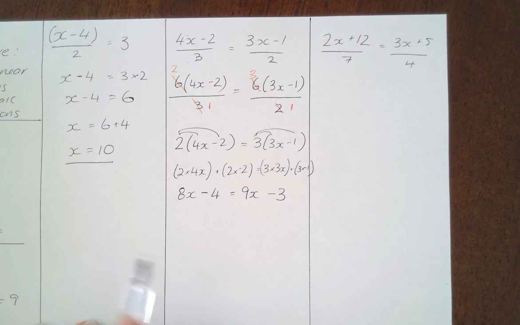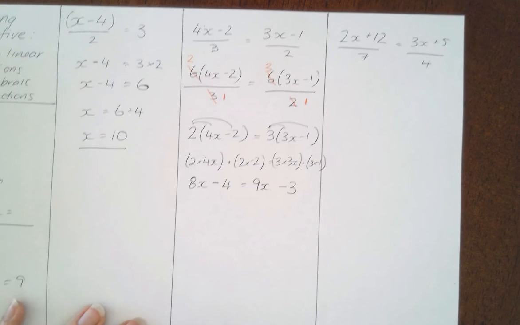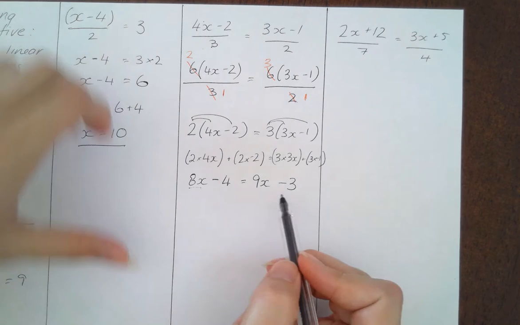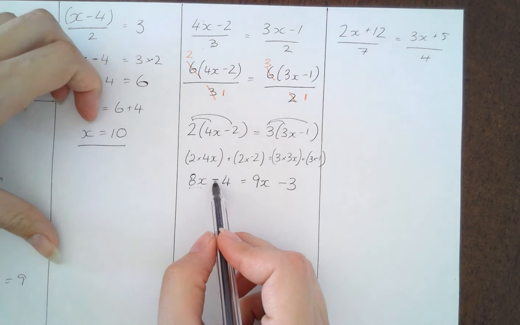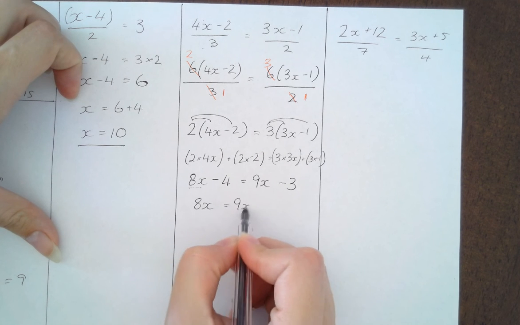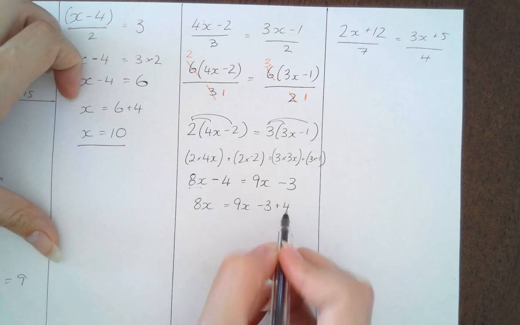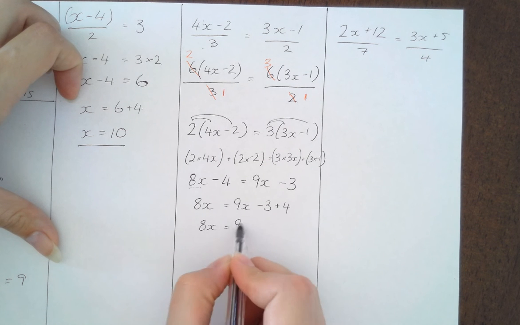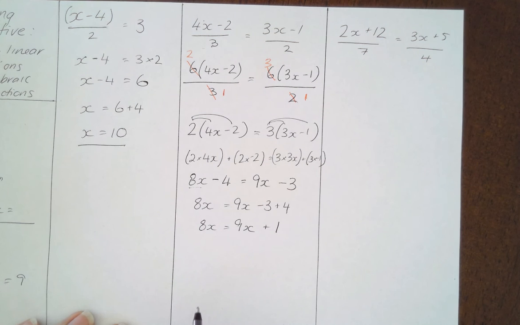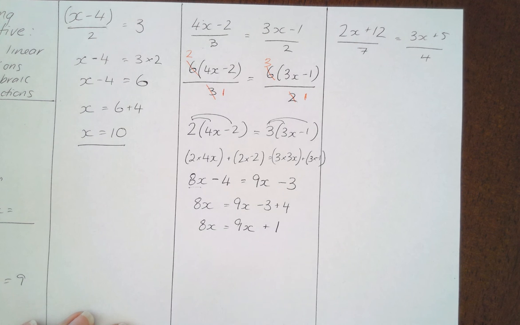Right, and now we can rearrange like any of the other rearrangements that we've done. We've got 2 terms with x's in them, we want to get them together. First of all, let's move this negative 4 over to the other side, so we're left with 8x equals 9x minus 3 plus 4, and that will give us positive 1. So negative 3, take 3 away, add 4, that will give us positive 1.